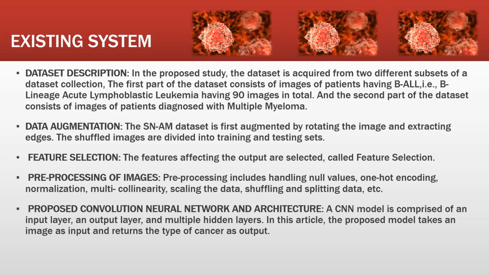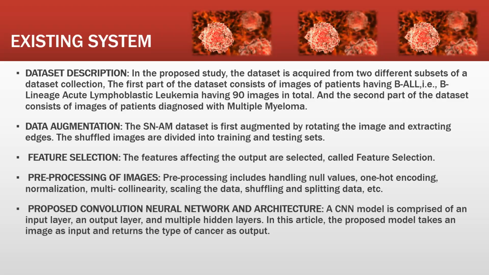Then the data augmentation step. The SN and AM dataset, which is a website for cancerous data, is first augmented by rotating the image and extracting the edges. Then the shuffled images are divided into training and testing sets, and all the images are rotated by an angle of 90 degrees, as the model should be able to recognize the object present in any orientation. Then they proposed the feature selection step, where feature selection plays a crucial role in deep learning and massively affects the performance of the model. Therefore, the features affecting the output are selected.